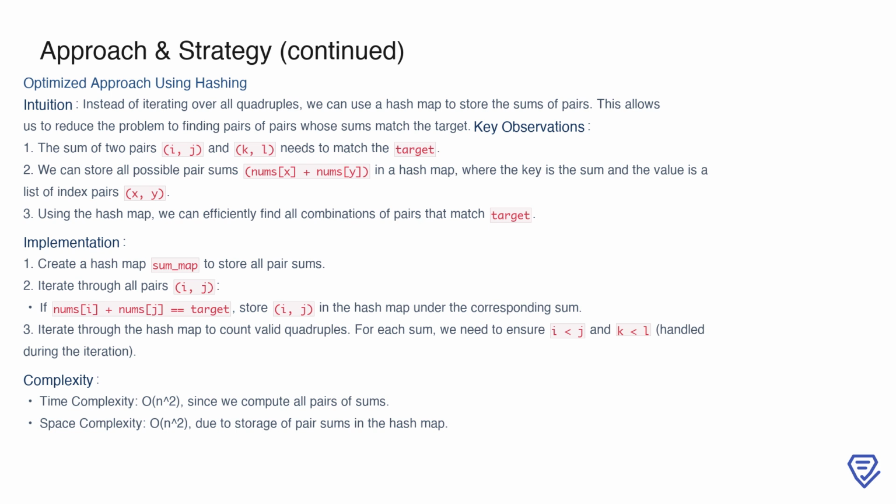This allows us to efficiently find and group pairs of indices whose sums match the target value. During the second phase, we use the hash map to quickly identify combinations of pairs that satisfy the conditions. Importantly, we ensure that the indices adhere to the constraints i < j and k < l as we process the hash map. This approach reduces the time complexity to O(n squared), as we're computing sums for all index pairs only once, and the space complexity is also O(n squared), due to the storage requirements of the hash map.